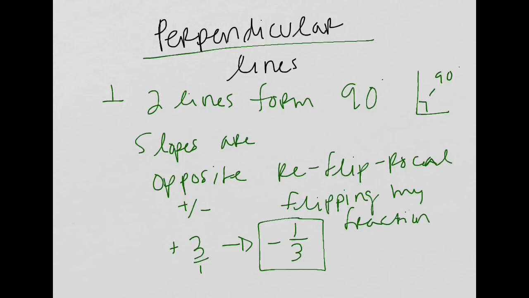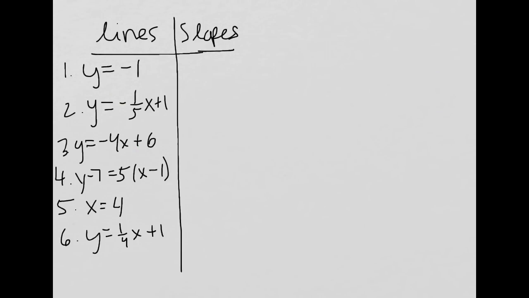Okay, so let's look at some examples now. If I have these 6 lines, I need to be able to identify their slopes and decide if they are perpendicular or what their relationship is in this case. Okay, so these are all my lines.